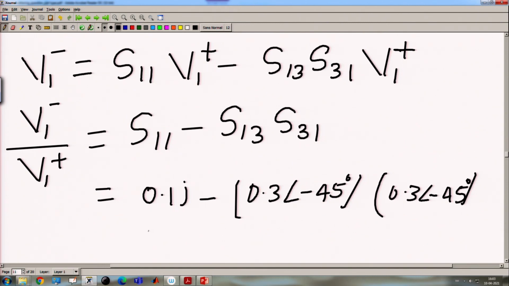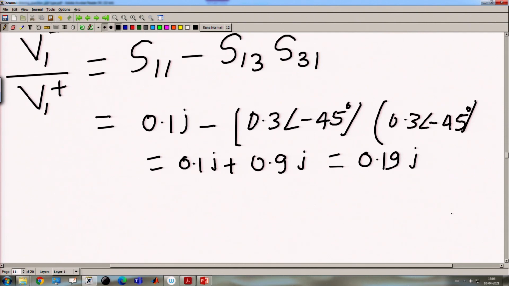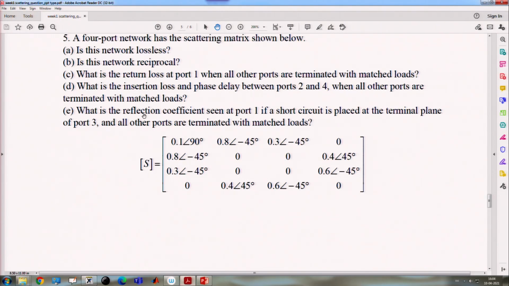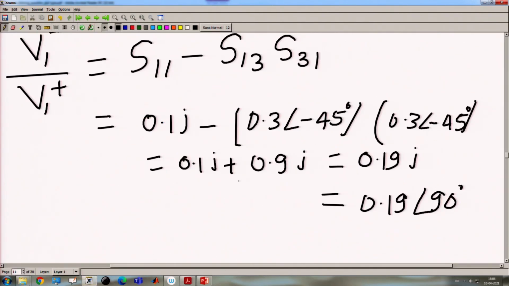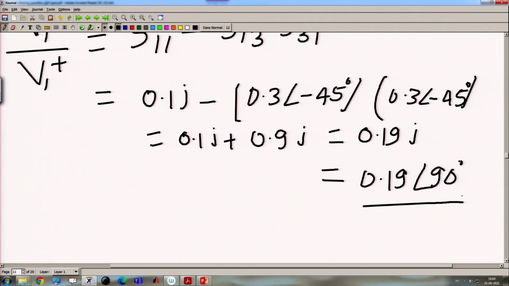After this it will come 0.1j plus 0.09j, and this will come 0.19j, because j is 90 degrees. So, this can be written as 0.19 angle 90 degrees. So, this is the answer for the last part: the reflection coefficient seen at port 1 when port 3 is short circuit and other ports are terminated with match load. Thank you.